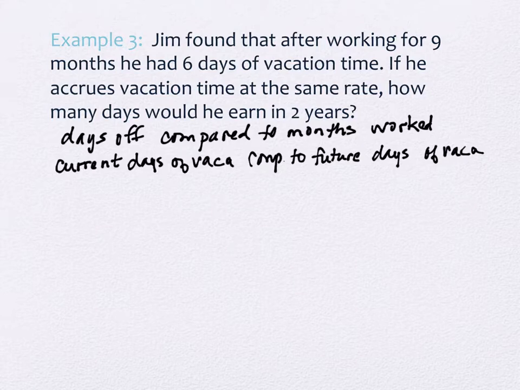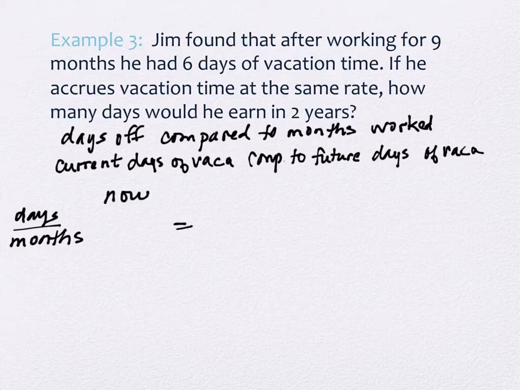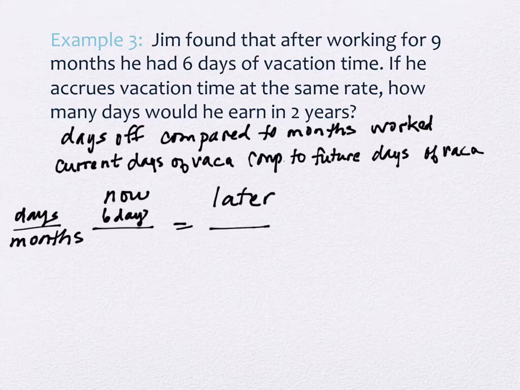So my first one was days compared to months. So we could do days and months as the tops and the bottoms of the fractions. And then we can compare now to later across the two sides of the equal sign. So right now, how many days does he have? 6 days. In the future, we actually don't know how many days he has. That's what we're trying to find out. So that's the unknown piece.